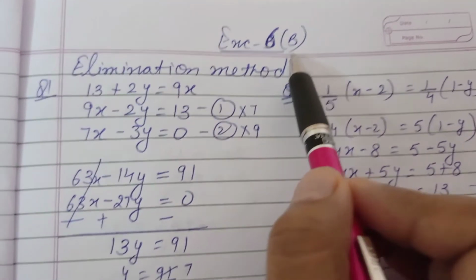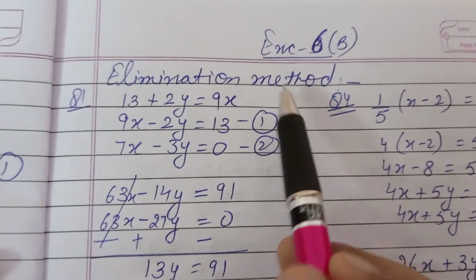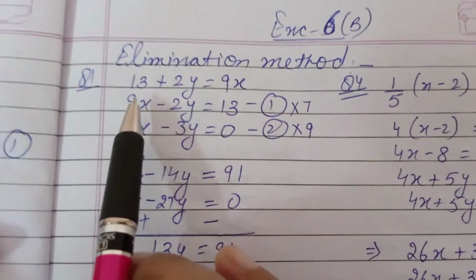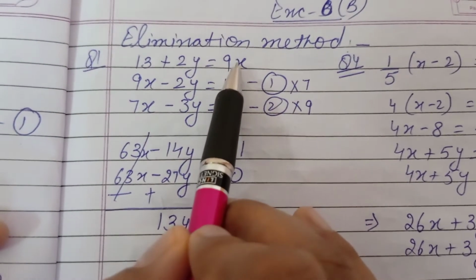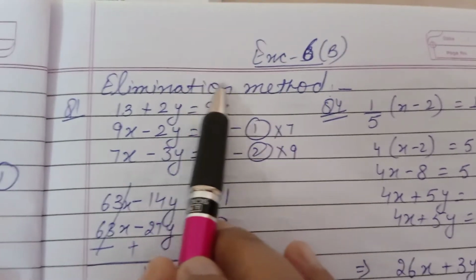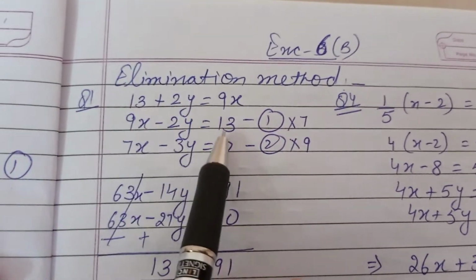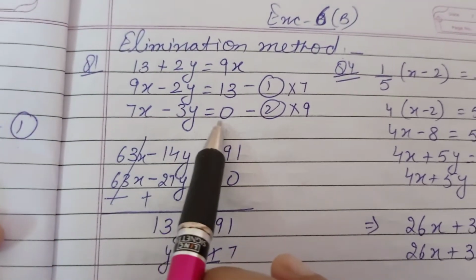Exercise B, elimination method. This is what? Elimination method, and mostly we are using this method. This is a shortcut and easy method. So let's see children. This is the given equation but not in the proper form. How are we writing? 9x we kept over here only. Then when you take 2y this side, it will change to minus 2y, and 13 this side only we kept. Clear? So this is the standard form. Second equation is written like this.